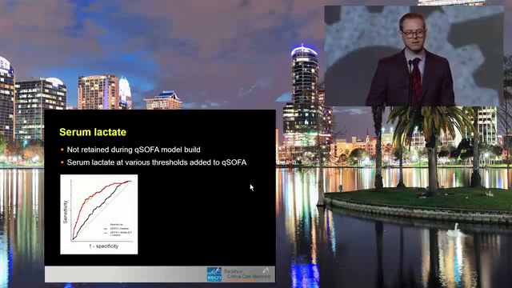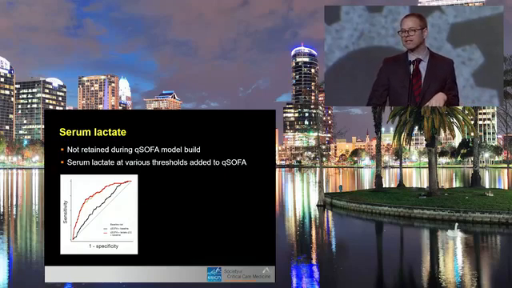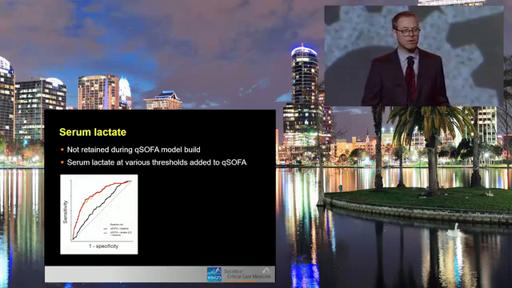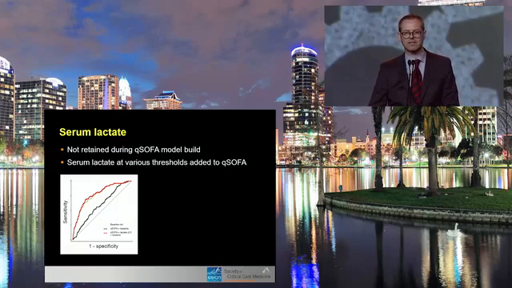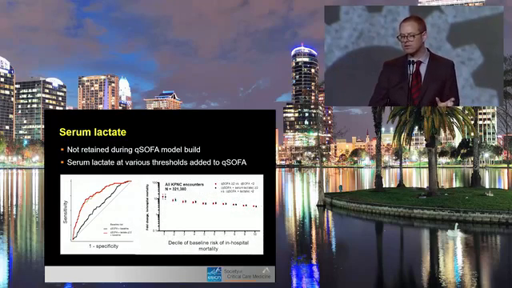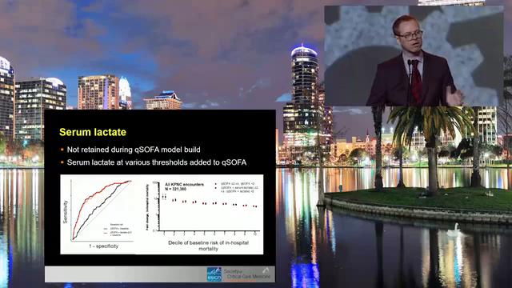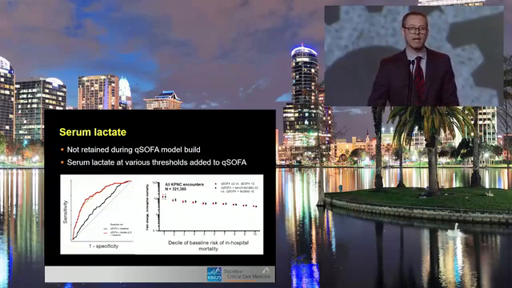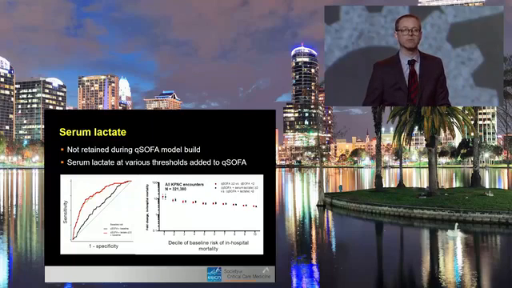Okay, serum lactate. So lactate was not retained in the qSOFA model using a priori statistical thresholds. However, post hoc, we added back lactate to qSOFA at various thresholds to see whether it would improve our predictive validity. What we found in this receiver operating characteristic curve is that there was little change when we added lactate to qSOFA, and in particular, very little differences in how patients were classified across the range of underlying risk. In these graphs, red is the model with qSOFA and lactate, tan or black are the results of qSOFA alone.